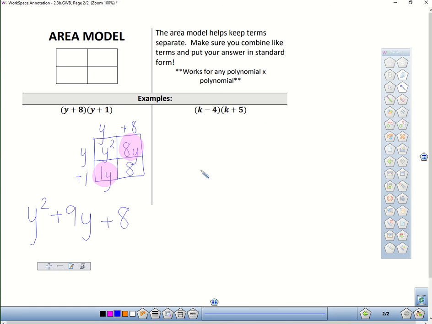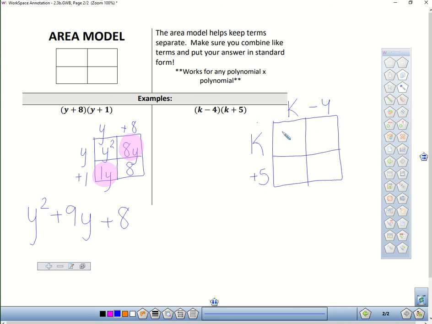So lastly, we're going to try this one using the area model. So we draw our boxes based on how many terms we have in each of the binomials. 2 and 2. So that means we're going to have 4 boxes. This is going to be k and negative 4. And this is going to be k and positive 5. So you just write them on the sides, and then we multiply the corners.